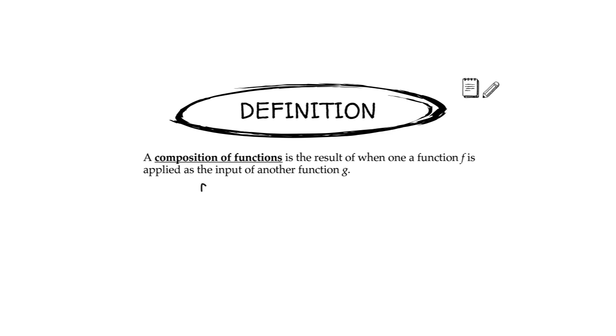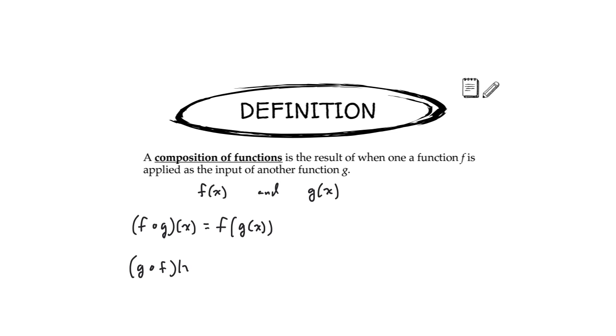So here's the idea. Suppose we have two functions, f of x and g of x. We can compose these functions in two ways. One, we can do f circle g of x, which is to say we're going to take the function f and plug g of x into it. Another way is g circle f. And this is when we take the function f and plug it in to g.